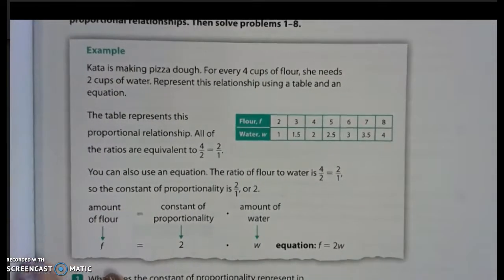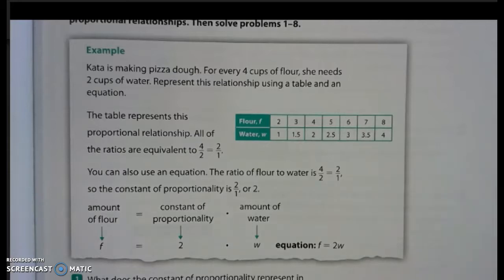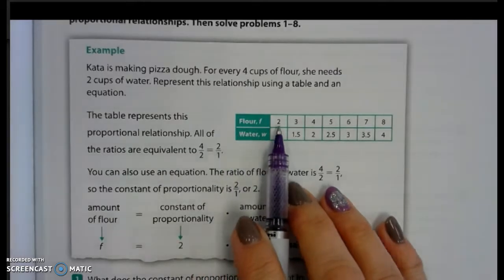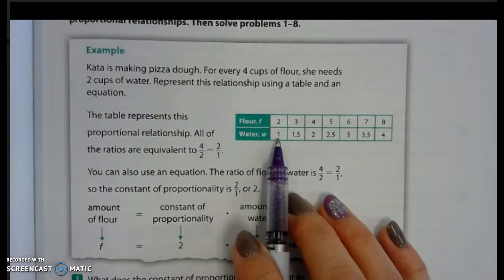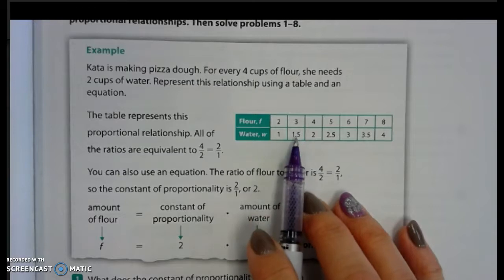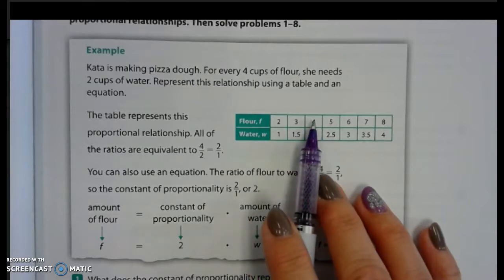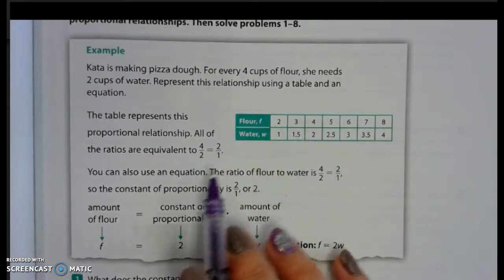The example says that Kata is making pizza dough. For every 4 cups of flour, she needs 2 cups of water. Represent this relationship using a table and an equation. They've already made the table. If she uses 2 cups of flour, she needs 1 cup of water. 3 cups of flour is 1.5 cups of water, and they've got this all filled out for you.